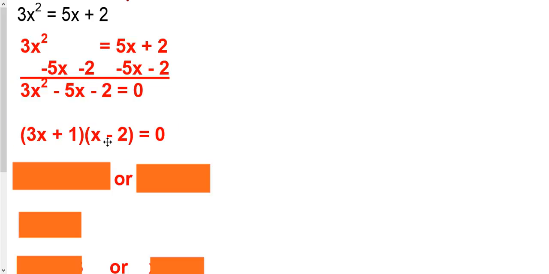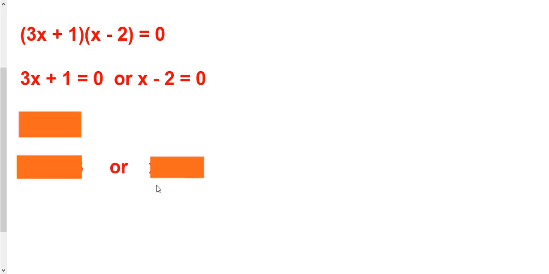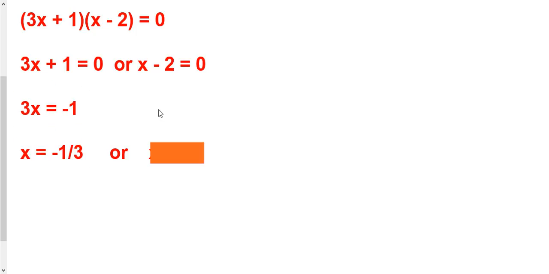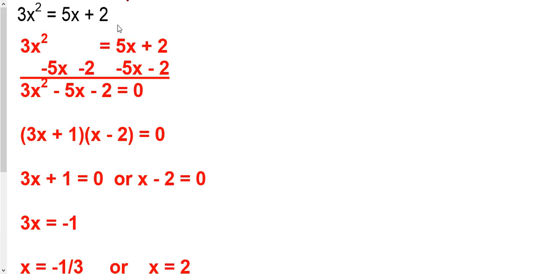So you have two things multiplied together to give you 0. So you set the first thing equal to 0, set the second thing equal to 0, and then all we have to do is solve this. So we could add 1 to both sides of the first equation, divide by 3, we get negative 1/3. Here we just have to add 2 to both sides. So these are the two answers right here that would make our original statement true.